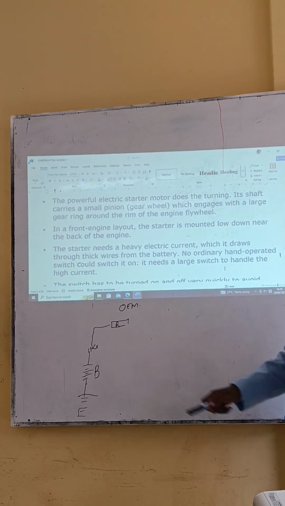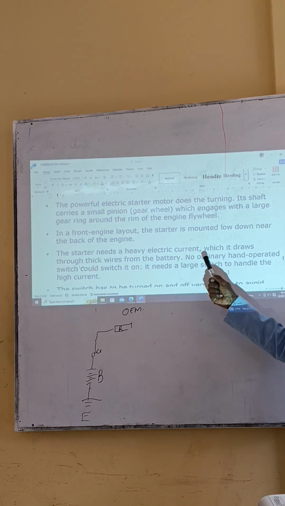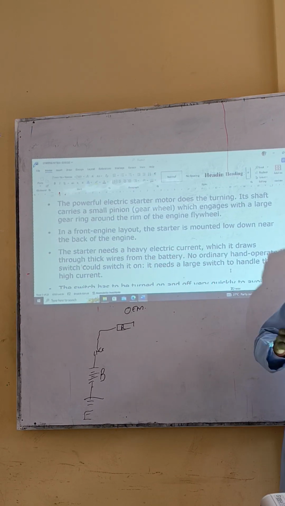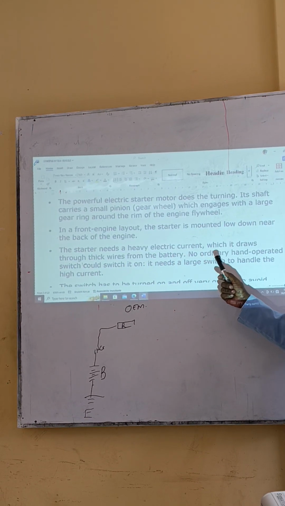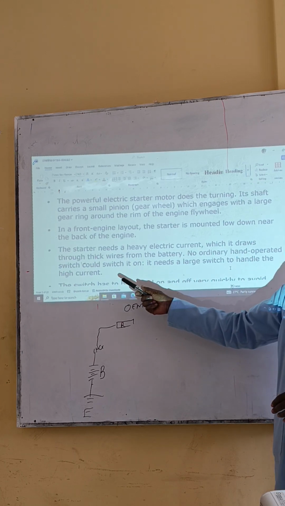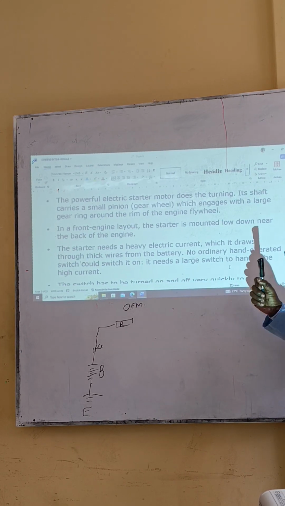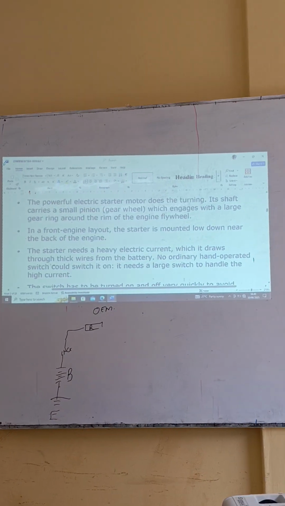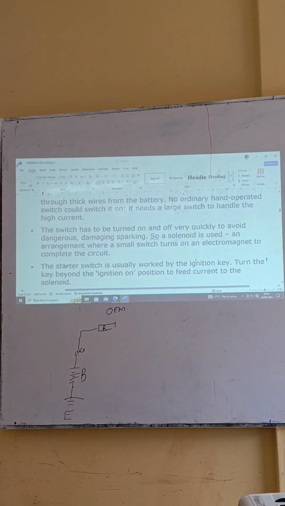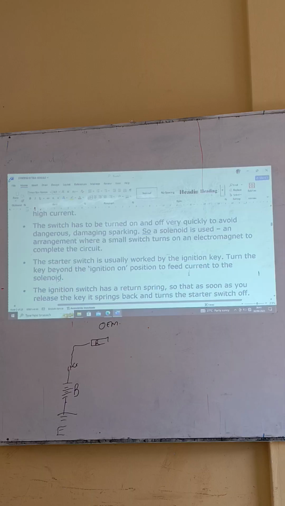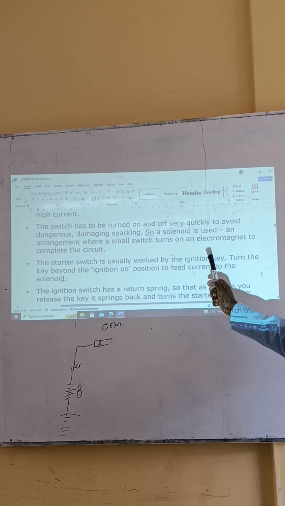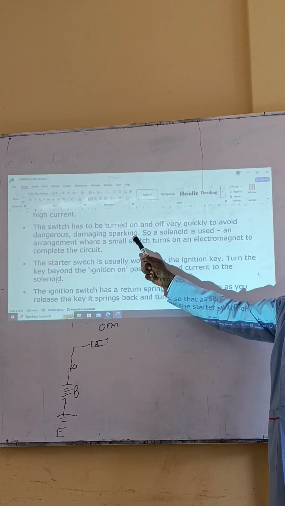Number four, the starter needs a heavy electric current, which it draws through thick wires from the battery. That's around 12 to 13 volts. Then no ordinary hand-operated switch could switch it on. It needs a large switch to handle the high current. Then number five, the switch has to be turned on and off very quickly to avoid what we call dangerous, damaging sparking.